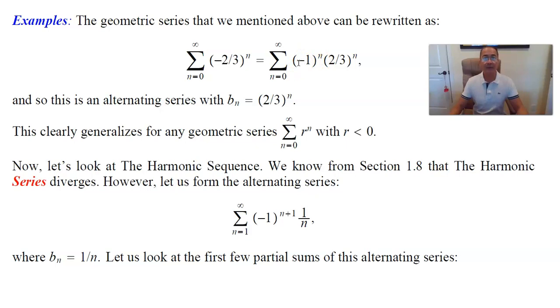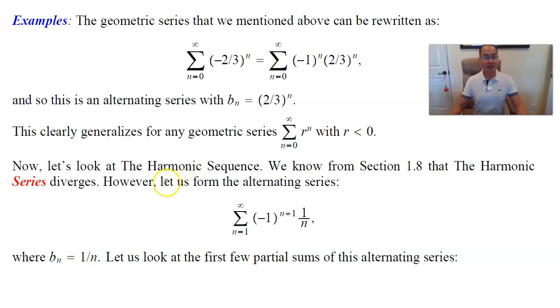So let me warn you that we heard the symbols a sub n and b sub n when we talked about the OCT and the LCT, but in the AST, alternating series test, the b sub n means something different. It essentially means the absolute value of the a sub n because we're taking away the factor of negative 1 to the n. Okay, so let's take a look.